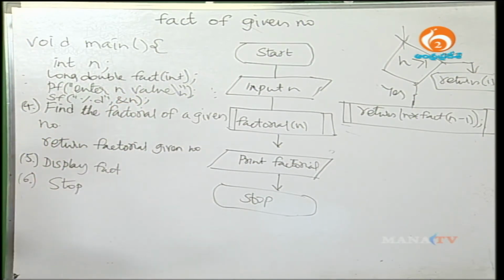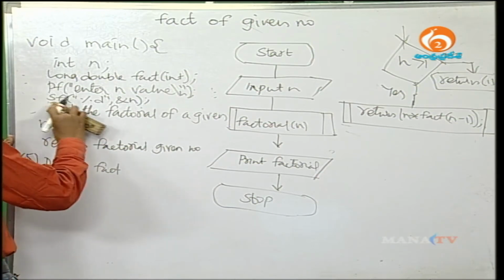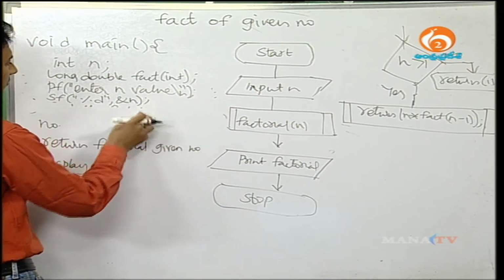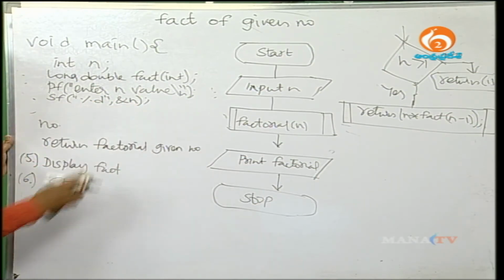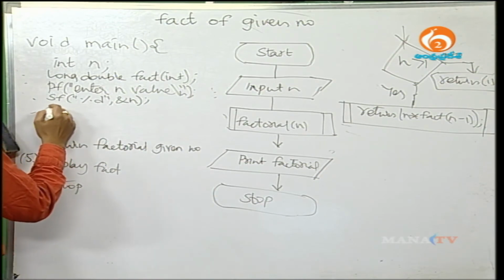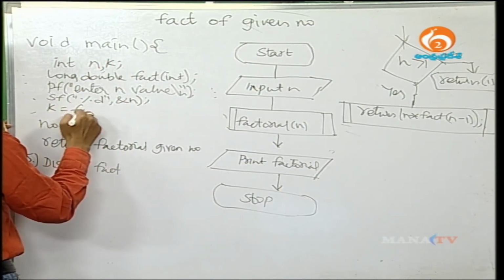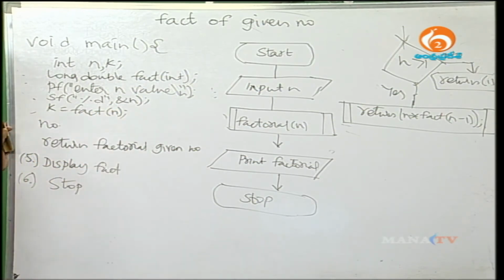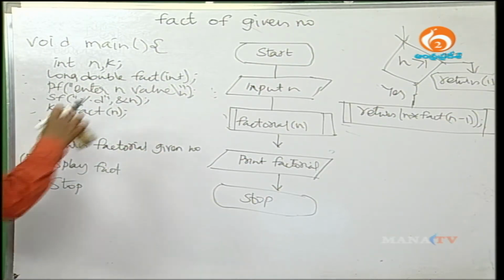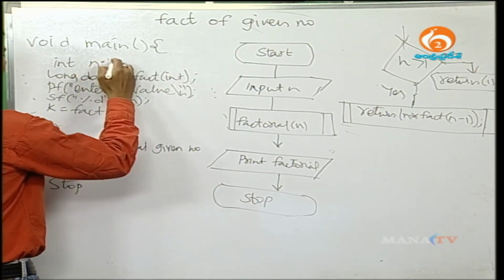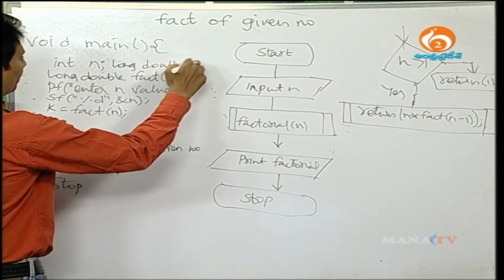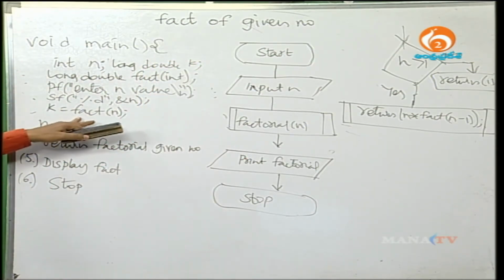Next, find the factorial of the given number, that is fact. Here I will write one more variable k. K equal to fact of n. Here k should be long double k. Okay. K equal to fact of n is a function call now. We are going to define this one.